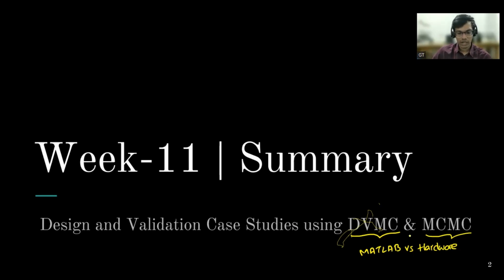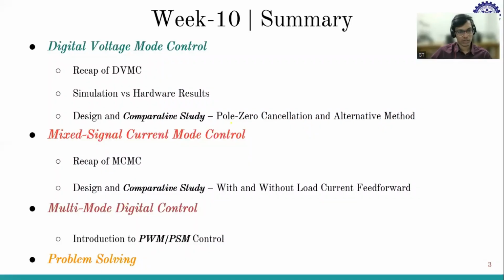And then we had seen the design case study as well. In DVMC, we have seen two designs: one is pole zero cancellation and the other is an alternative method. In current mode control, we had seen load current feed forward, that is, without feed forward and with feed forward. So this is the summary. Sorry, this is again week 11. I'll modify it in the final slide.